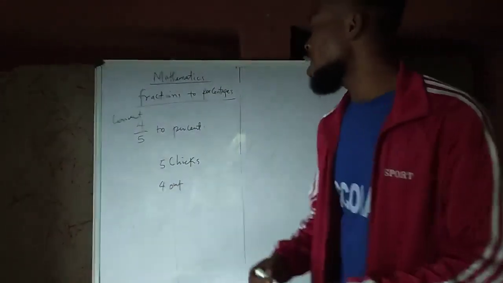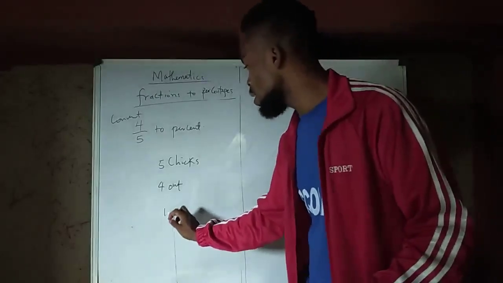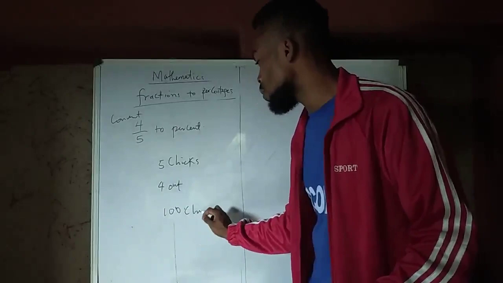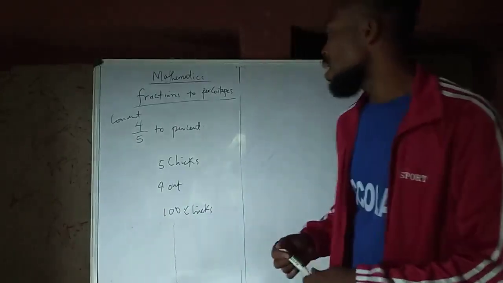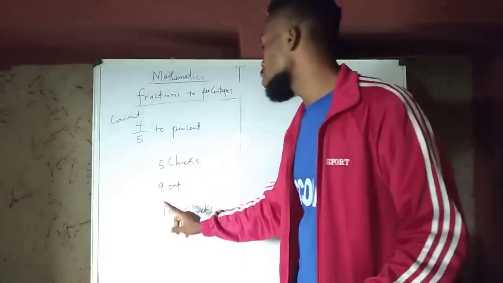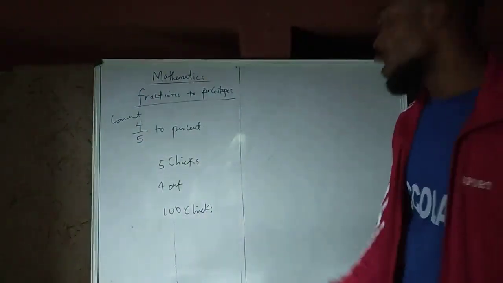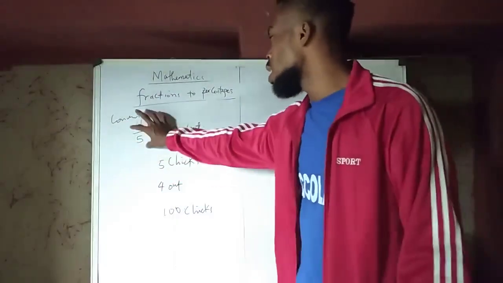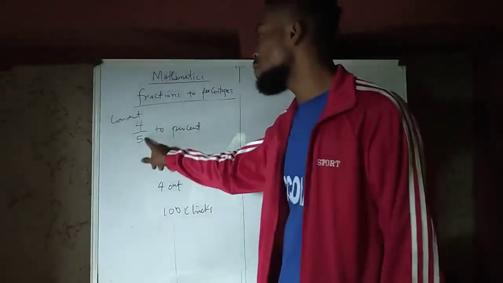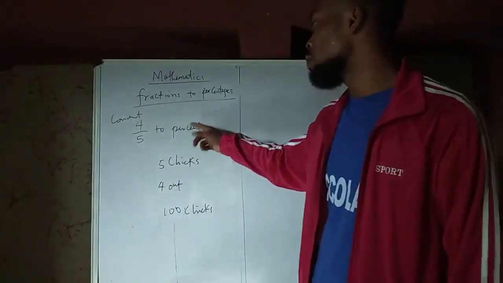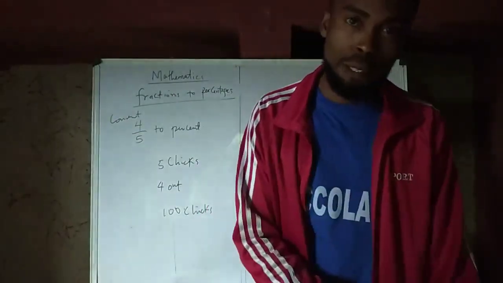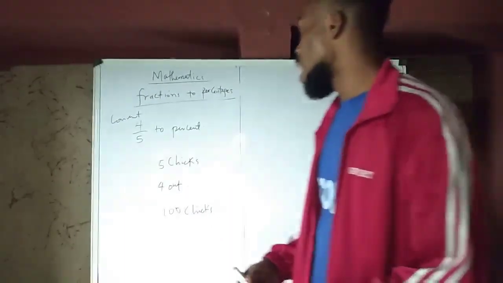Now, what if there were 100 chicks? If there were 100 chicks, how many should I take out? Percent is per 100, each 100. So how many should I take out if there were 100 chicks? So that's what this expression simply means. So when they say convert 4 over 5 to percent, or express 4 over 5 as a percentage, that's another way of asking that question.